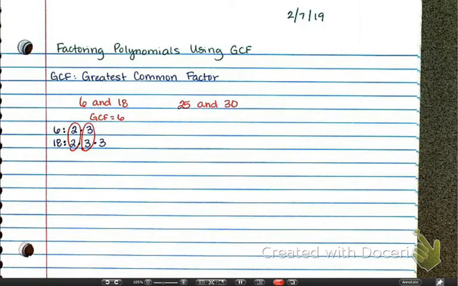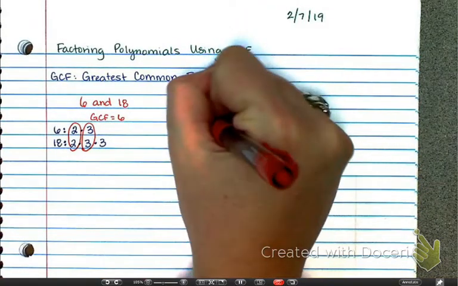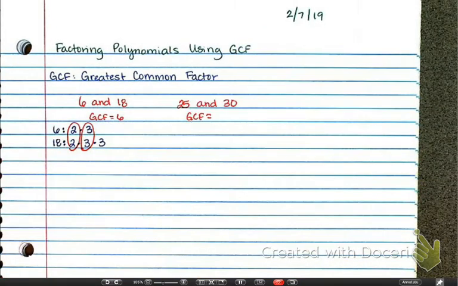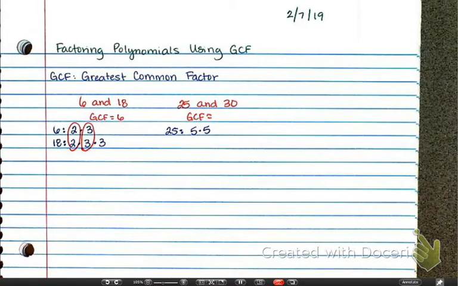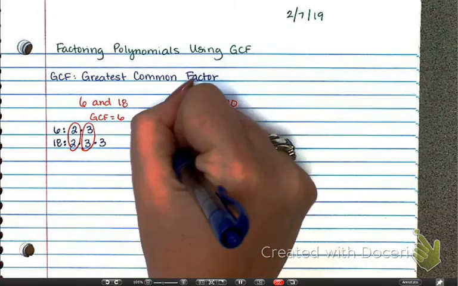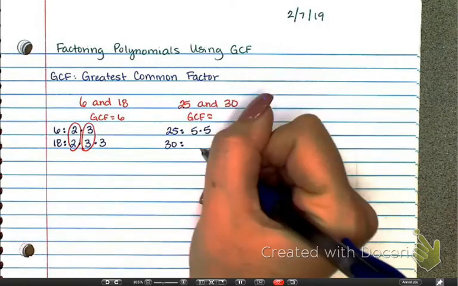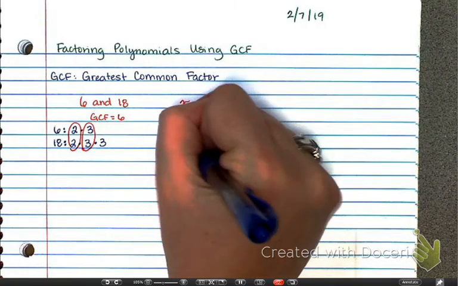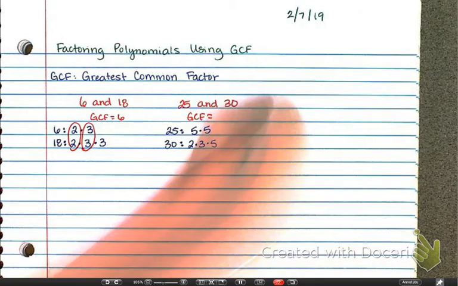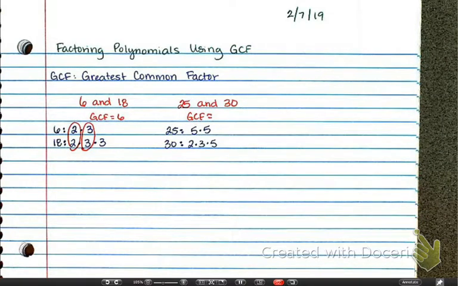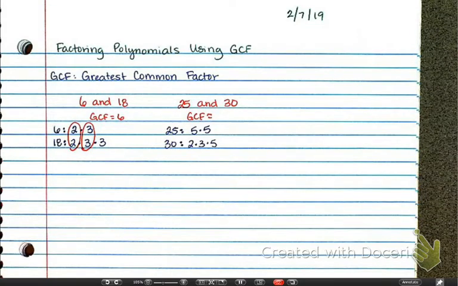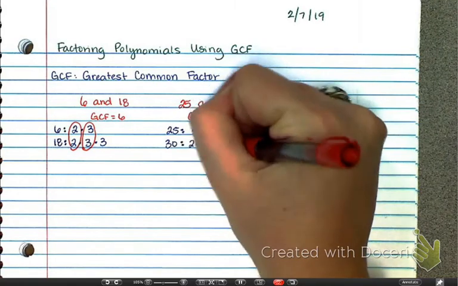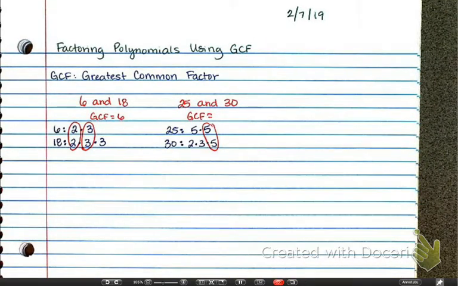Before we even look at it, I'm going to break it down. 25 is 5 times 5. 30 is 6 times 5, and 6 breaks down to 2 times 3. So it's really 2, 3, and 5. Those are my factors. So that's where the F comes from, the factors of that number. What do they have in common? 5. So that is the greatest number. Just work backwards.